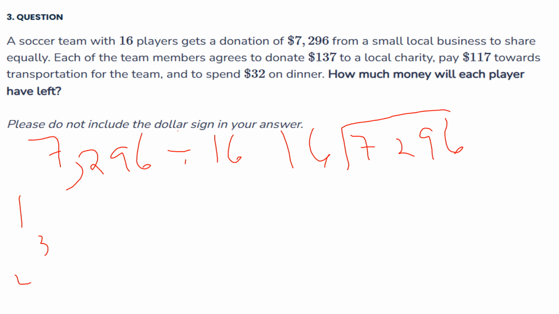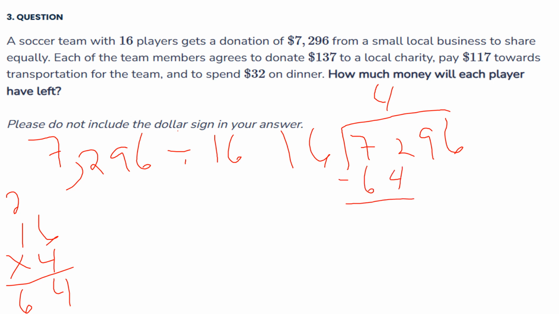Let's try 16 times 4. 4, carry the 2. 4 times 1 is 4, plus 2 is 64. That's a little bit closer without going over 72. So we'll do 4. 16 times 4, we know that is 64. 72 minus 64 is 8. Bring the 9 down. So 89, so we need to figure out how many times that can go into 89.